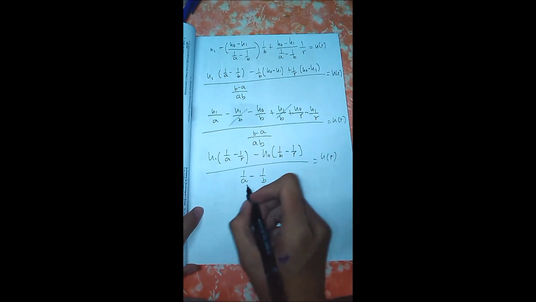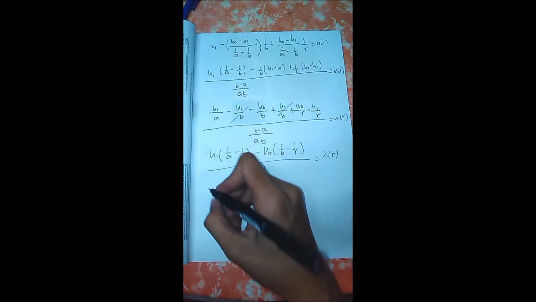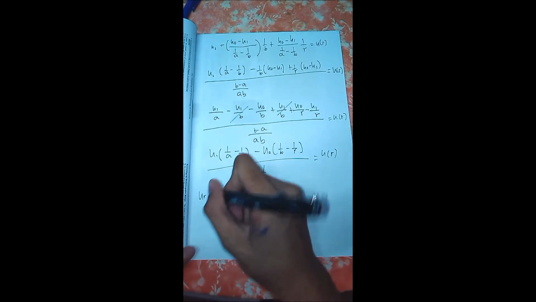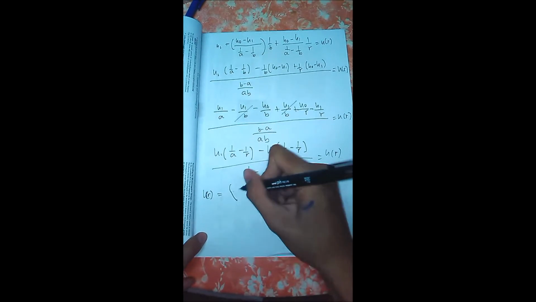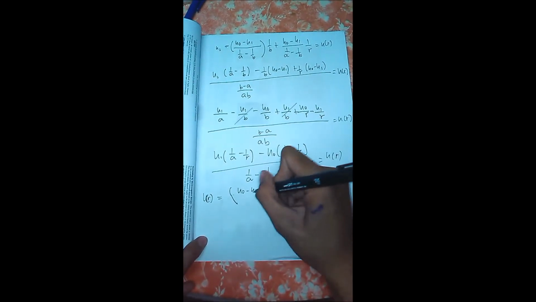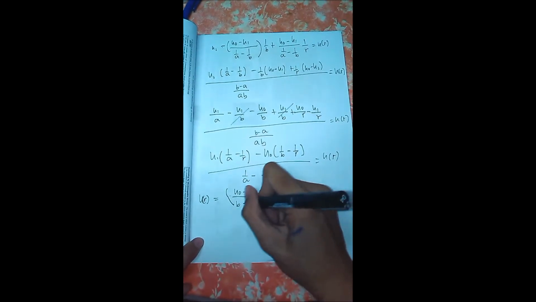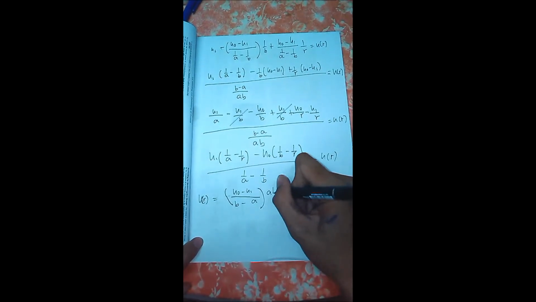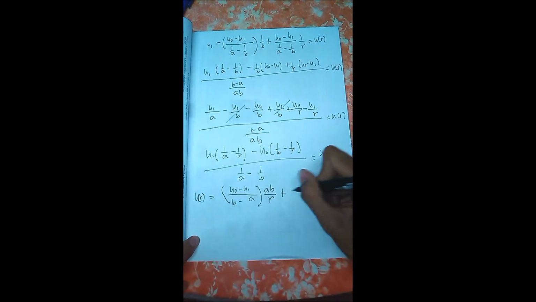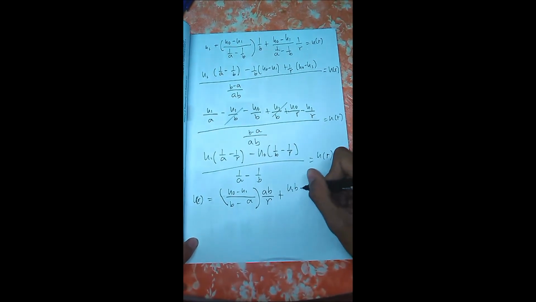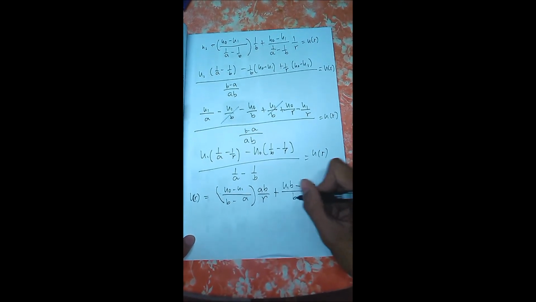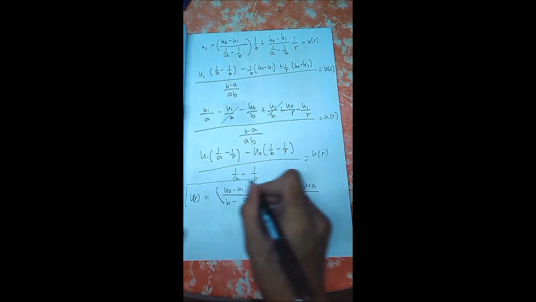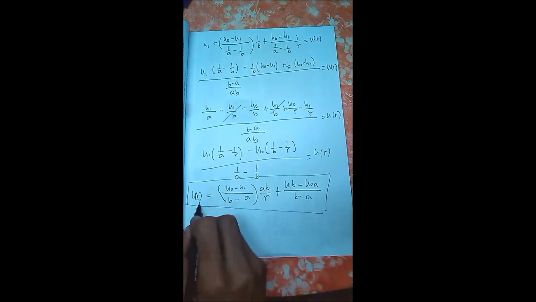And by further simplification, we get the final answer: the value of u(r) is equal to u sub 0 minus u1 over b minus a, times ab over r, plus u sub 1 b minus u sub 0 a over b minus a. So this is now the final answer, which is the value of u(r).